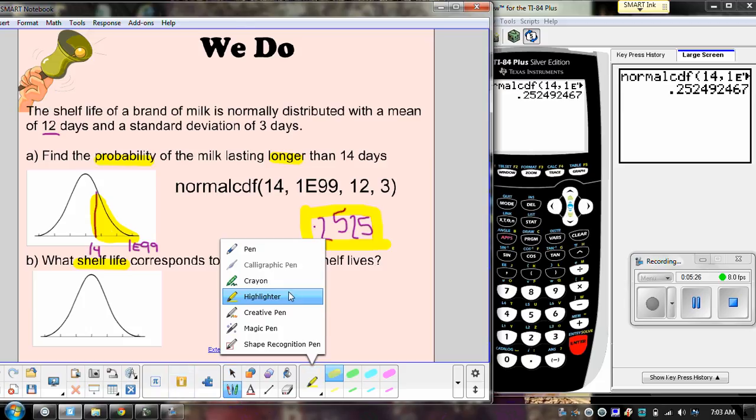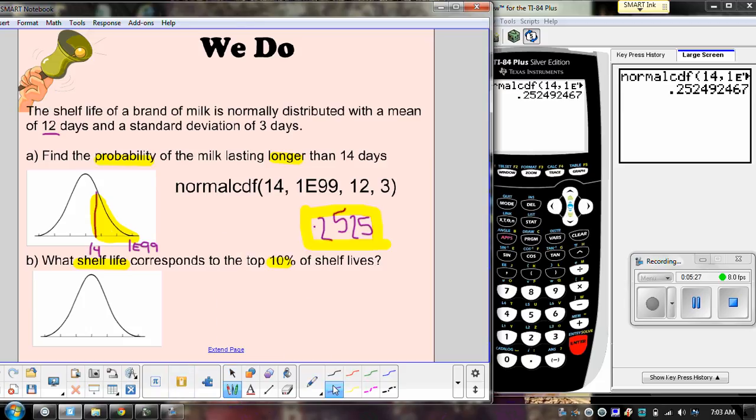So in this problem, it says what shelf life corresponds to the top 10%. So I'm just going to mark a line on my curve. Top 10%, will that go on the right or the left of the line if I have the top 10%? Top 10% goes on the right-hand side of the line.